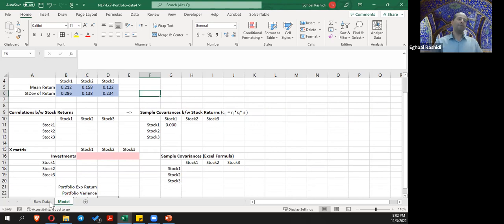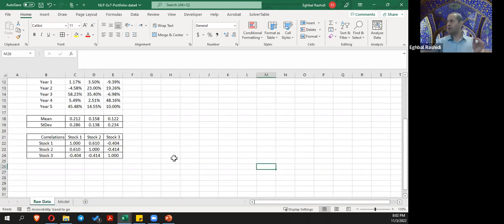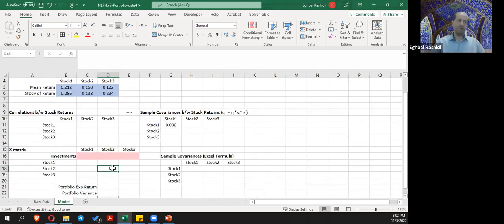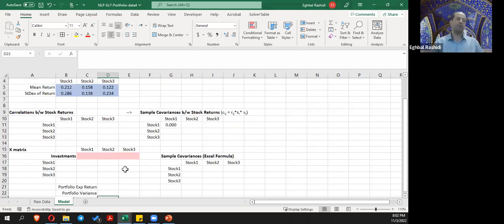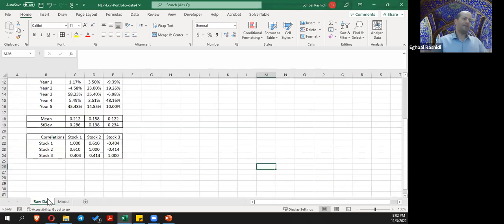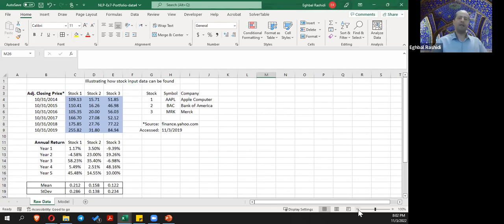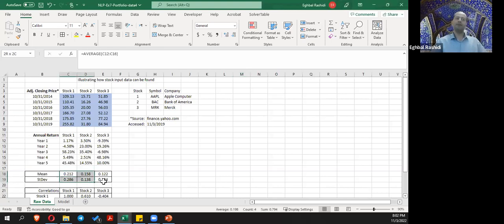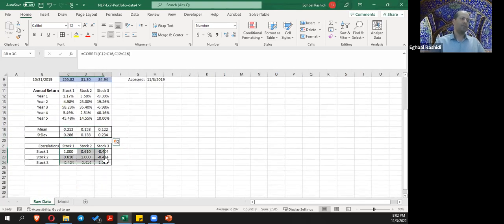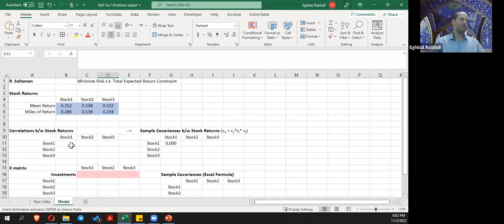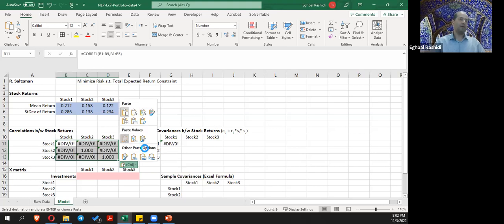Okay. So all of the computation that I did for the correlation, et cetera, was to find the inputs for this model. This is my decision variable, which is my portfolio. The objective function is to minimize the standard deviation, or the risk, of my portfolio. So I copied the inputs from the calculation sheet or the raw data sheets, the mean rate of return and standard deviation, into this modeling sheet. And also I'm going to copy the correlation that I found to the modeling sheet as values.